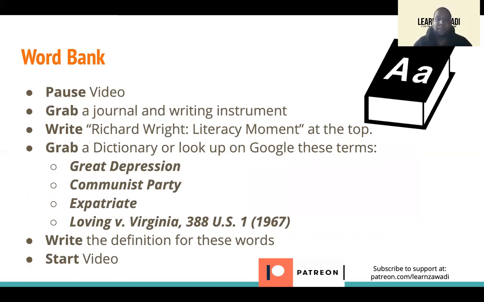I'm not going to cover them all, but these are some of the words and some definitions you want to be aware of moving forward. The first one's on the Great Depression. The second piece is on the Communist Party. The third piece is on expatriate. And the fourth is on Loving versus Virginia, a U.S. Supreme Court case in '67. So go ahead and check those out. When you get those down on paper, when you get those down in your journal, make sure you go ahead and etch out those definitions and then start the video again.